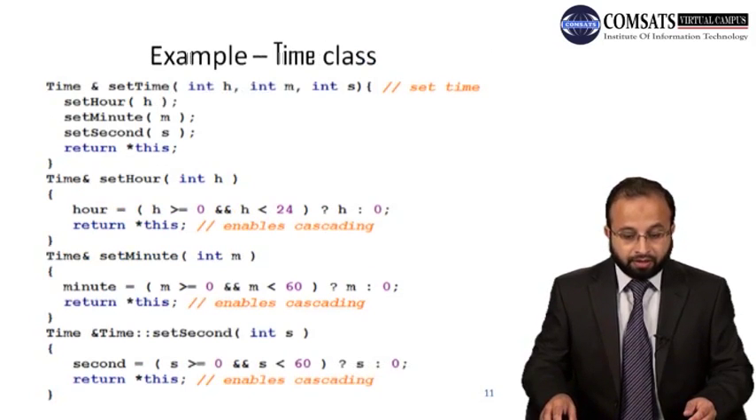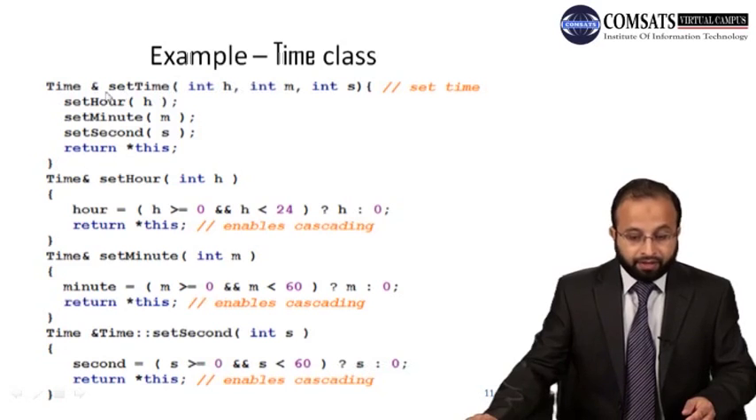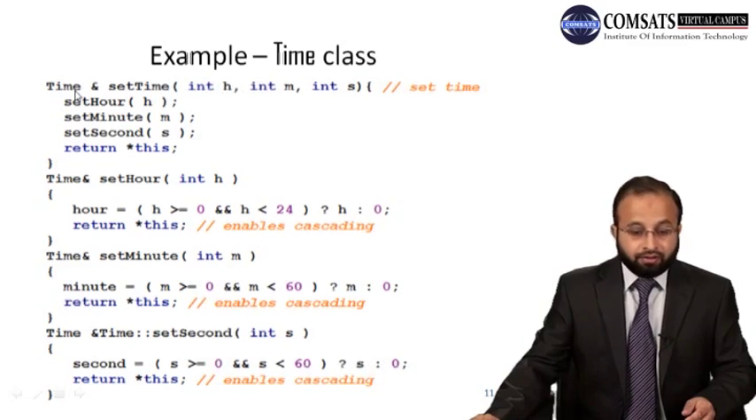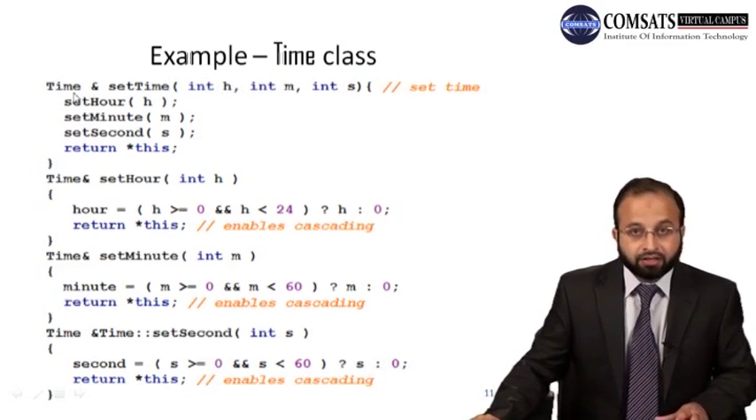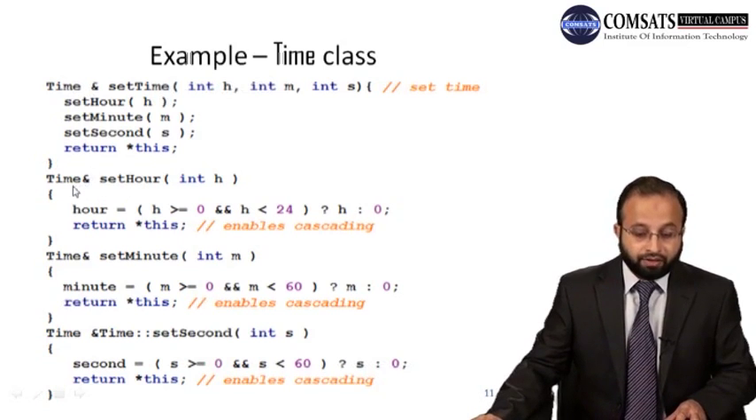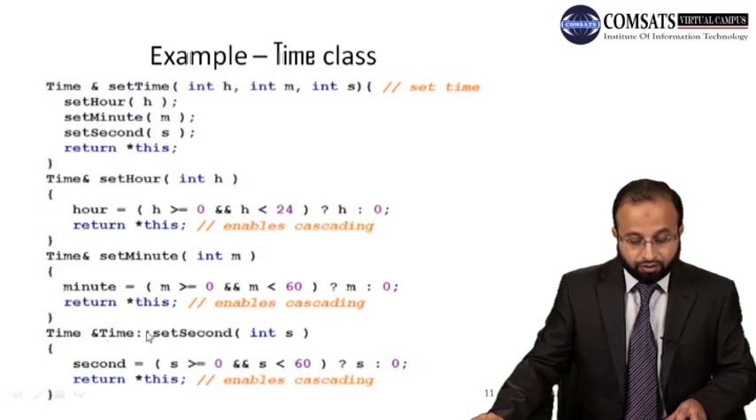So this is a time class. We have a set time function. Now the return type of this function is a reference of an object of class time, right? So set hour also returns a reference of an object of time class, and set minute and set seconds also return the reference of the object of time class. Now here just ignore this scope resolution operator and time.